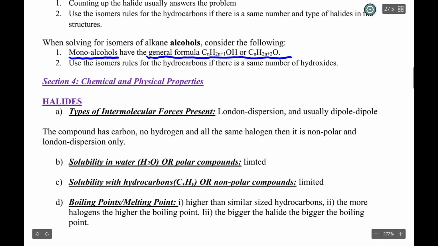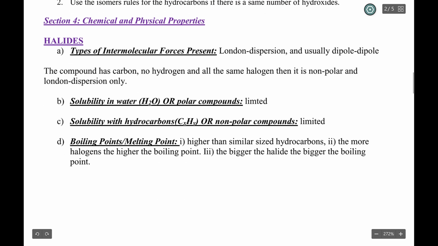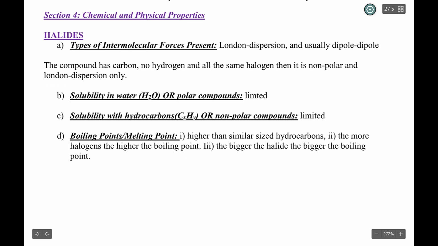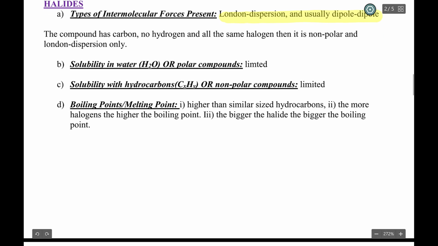In terms of chemical and physical properties, most halides have dipole-dipole forces, but of course they have London dispersion because anything that has any electrons is going to have London dispersion forces. Now, they will not have hydrogen bonding, and how strong their boiling point and melting point is really going to come down to which halogens are involved, how many are there, etc. So I've written a few notes here.